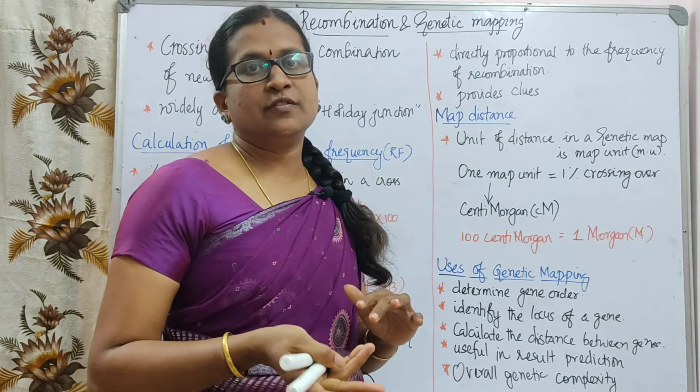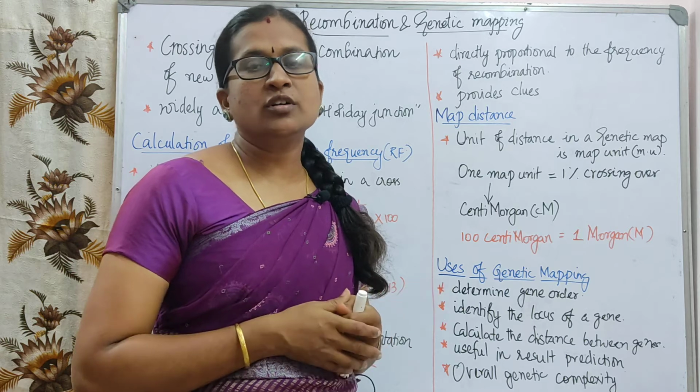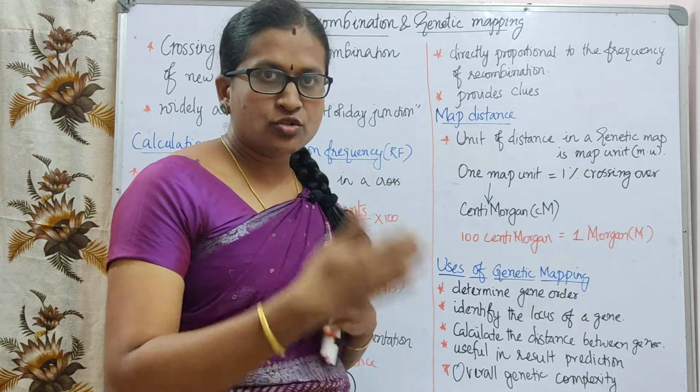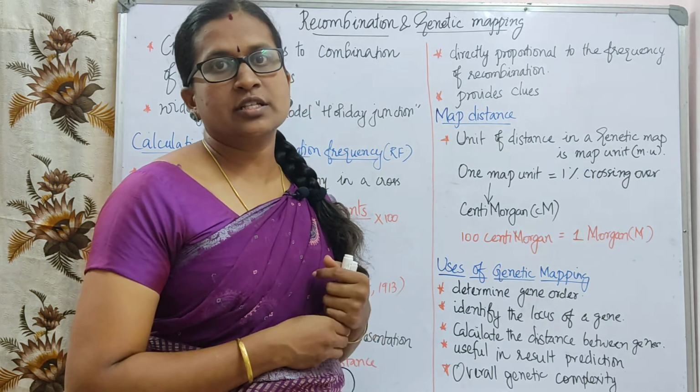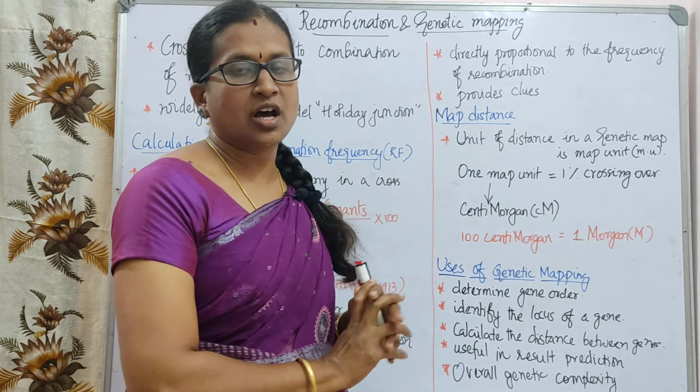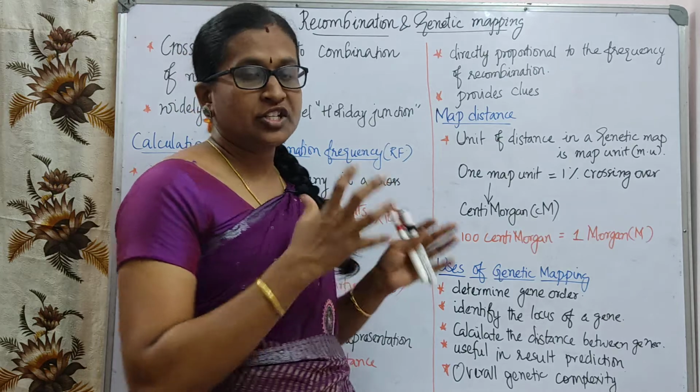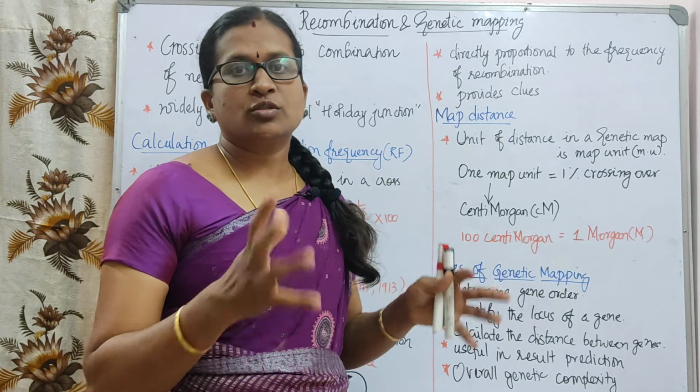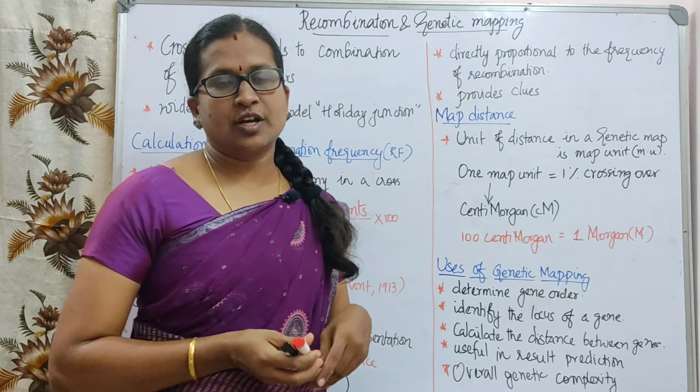Today we are going to discuss recombination and genetic mapping. A few videos back we were discussing crossing over. So next to crossing over, what all things happen inside the chromosome and genes, that is recombination and genetic mapping. Regarding that, we are going to discuss today.